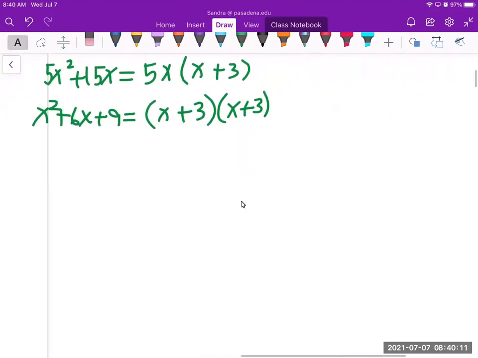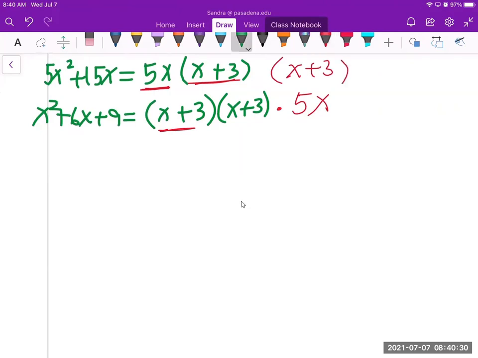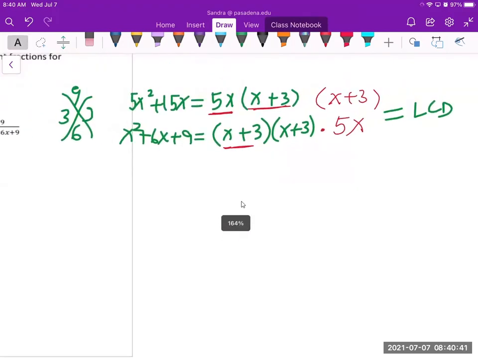Okay, let me go ahead and make them the same. Let me use red. I can see that this one has a 5x, but this one doesn't. I can see that this one has only one x plus 3, but it's missing one of them. So I'm going to multiply by that missing one. Now when I do this and make them exactly the same, this is equal to the LCD: 5x times x plus 3 times x plus 3.